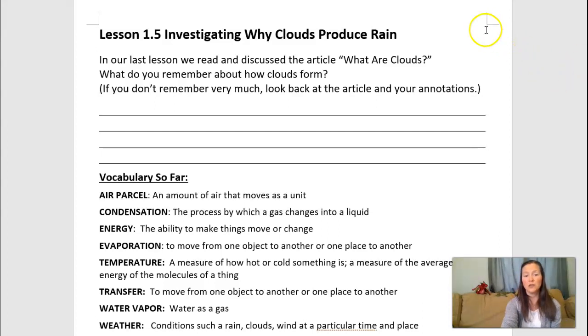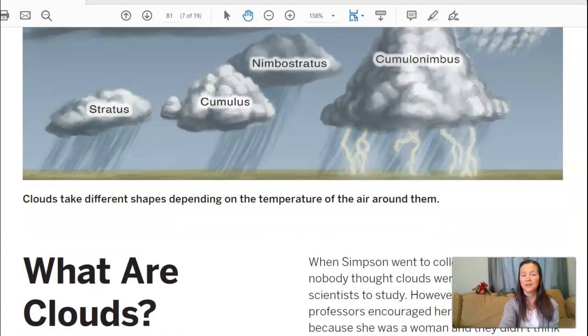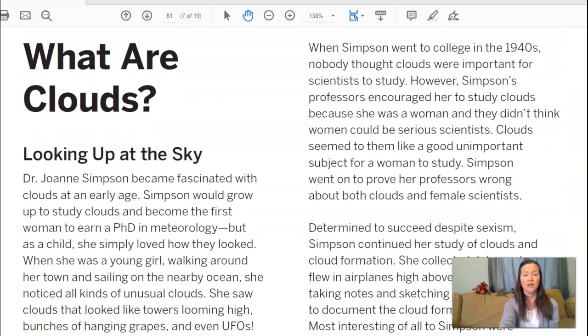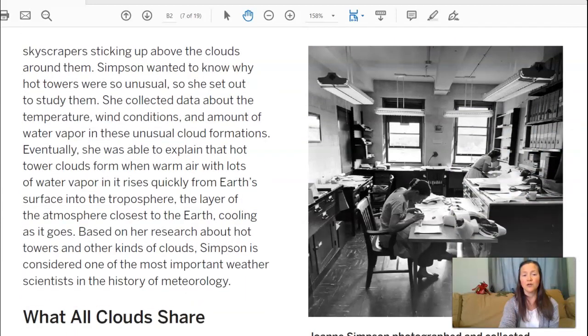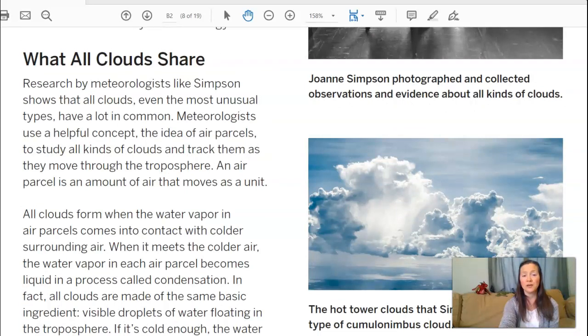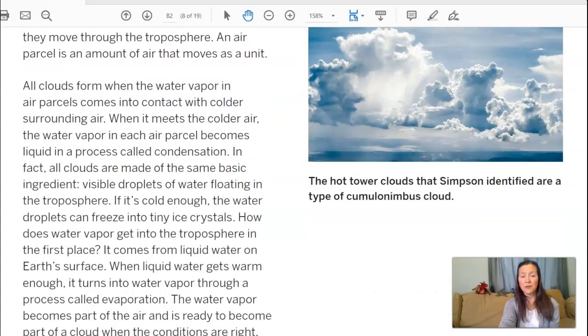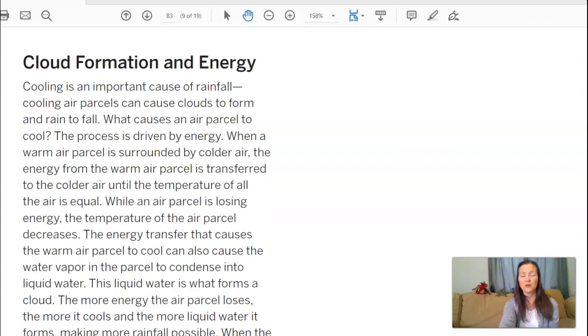So I'm going to pull up the article so we can take a quick peek at it together and write some things down. Okay, here's the article. It had these fun pictures of all these different cloud formations. It's called What Are Clouds? It talked about this scientist who was fascinated by clouds when she was little and grew up to study them. It talked about what do all clouds share? Things about water vapor and temperature I found important. There's this whole section on cloud formation and energy we're going to come back to.